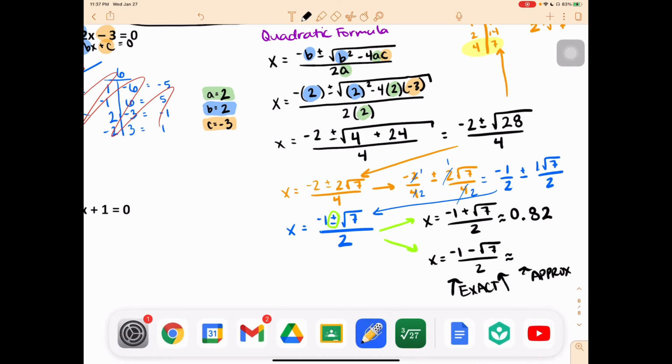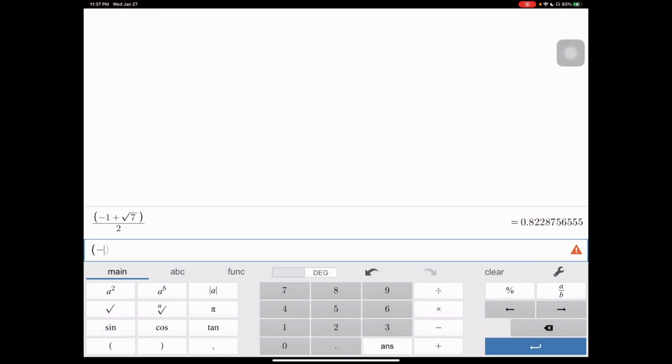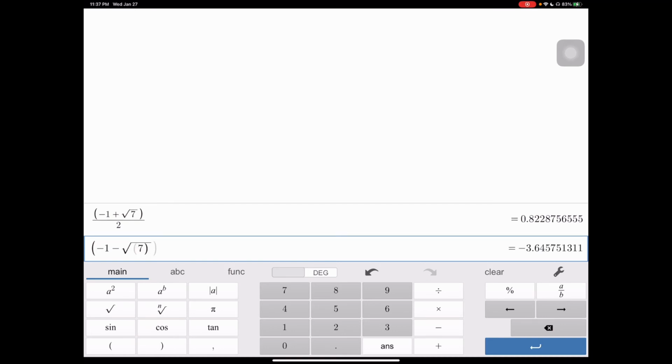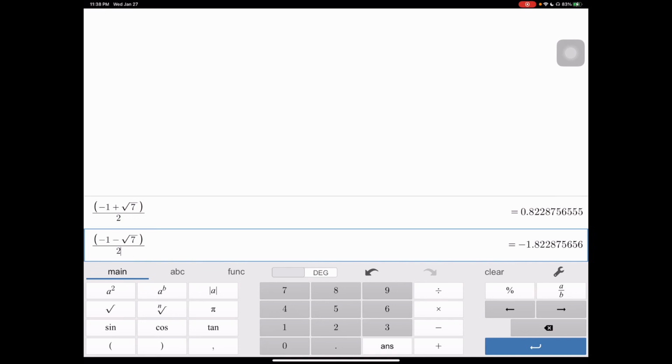And then we have negative 1 minus root 7. Oops, see there? Sometimes it's a little finicky, so I have to click out of the root and then put the parenthesis there. And this is all divided by 2. So now this one is negative 1.82.